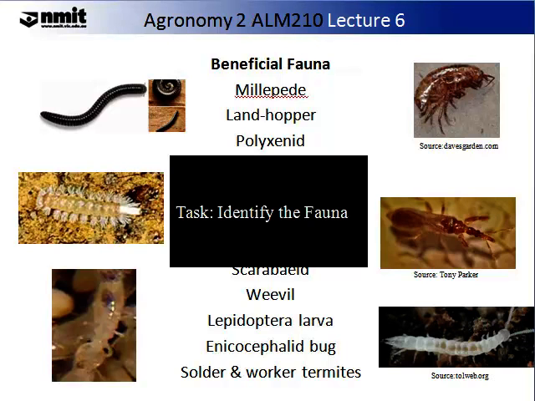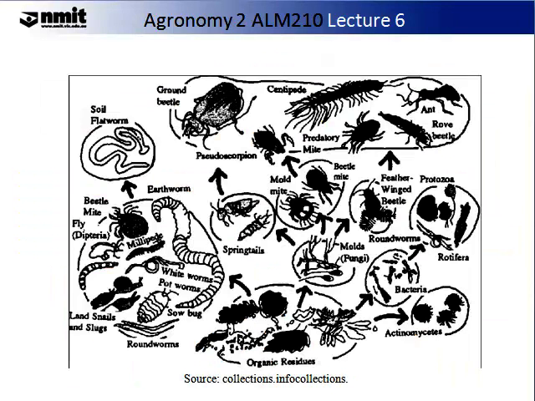As a task, see if you can identify the images that I have placed on this slide. There are 6 in total. On the slide is an image of the summary of the macro soil fauna. As you can see, there are many communities that contribute to the soil structure. It is good to have a diverse selection of beneficial organisms.